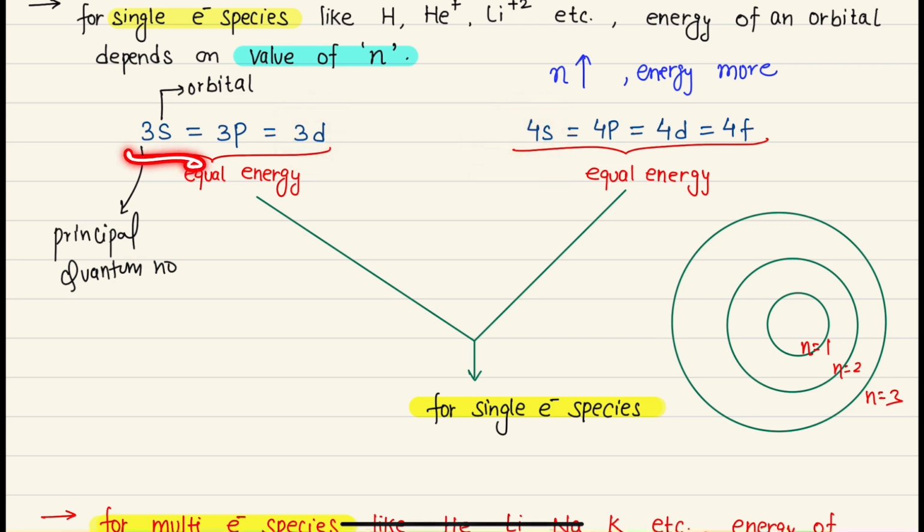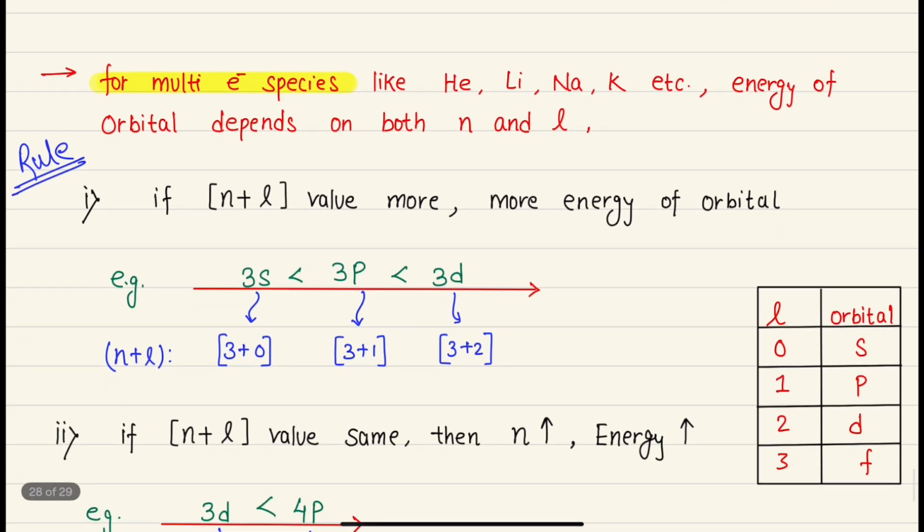But in the third shell, all the orbitals have equal energy. In the third shell, for the same quantum number, all the orbitals will have equal energy. Understood?